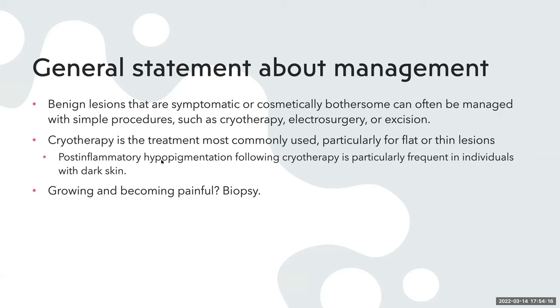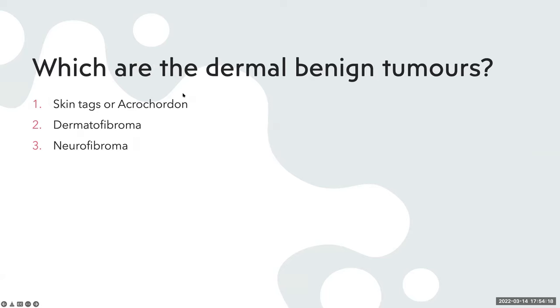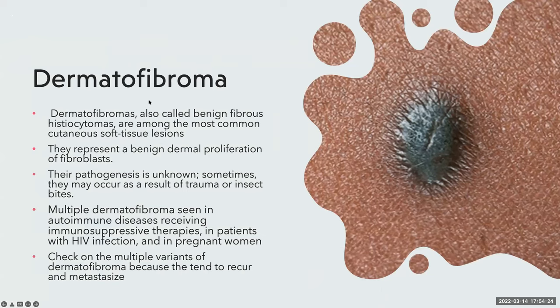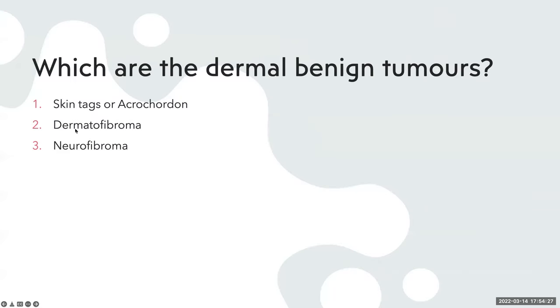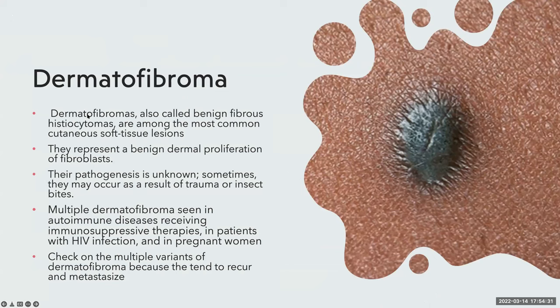Right. So we'll start with the dermis, and then we'll go to the epidermis. Quickly, we'll just go through them. All right. So for the dermis, you have dermatofibroma, neurofibromas, and skin tags. So this is how dermatofibromas tend to appear. It looks more like a nodular appearance, okay?